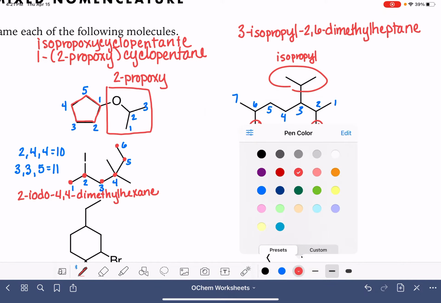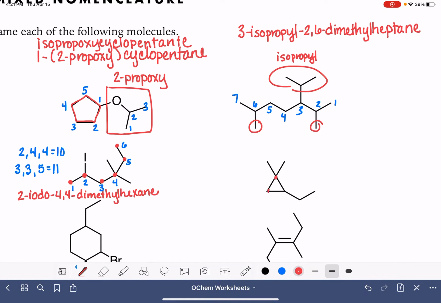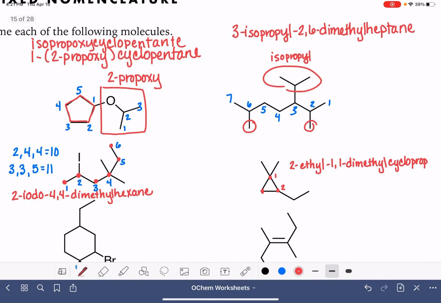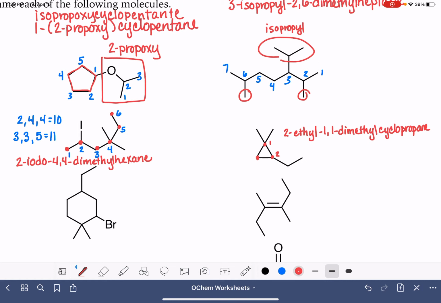Now we have a cyclic. So here is our carbon chain. We want to number to give our substituents the smallest possible numbers, which is going to look like this. So we have 1, 1, 2. But we want these in alphabetical order, so we'll start the name with 2-ethyl, follow that up with 1,1-dimethyl cyclopropane. Very long name for a very little molecule.